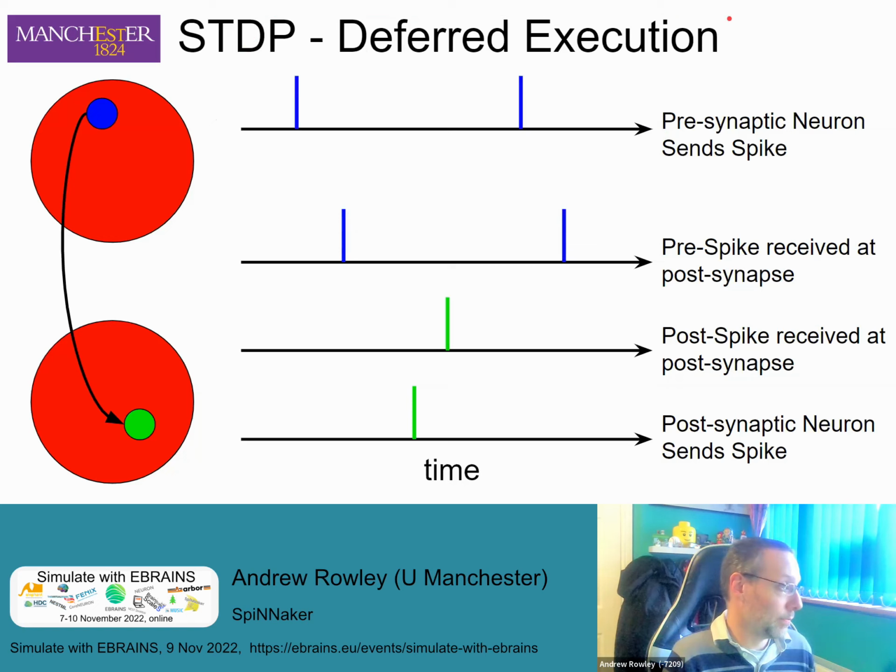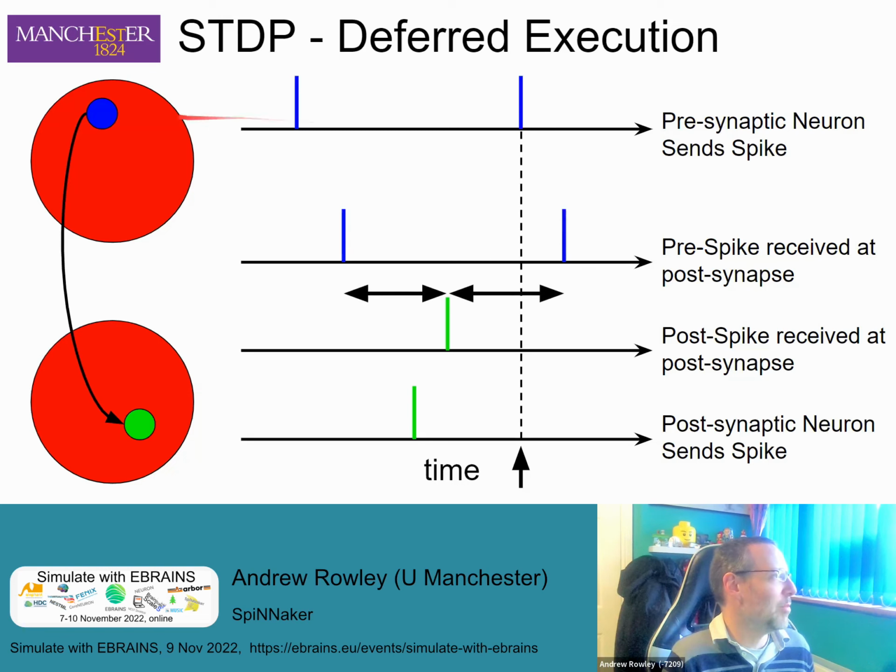On SpiNNaker, we have a deferred execution model, which means the time at which we do the calculation of STDP is on the second spike that you receive. So it's basically on the next spike that you receive from the pre-neuron. So at any spike from the pre-neuron, we do the calculation. We do it at this time, the time at which it's sent, because the time at which it's sent is essentially the time it's received on SpiNNaker. The transmission is fairly instantaneous, so we do it at this time here.